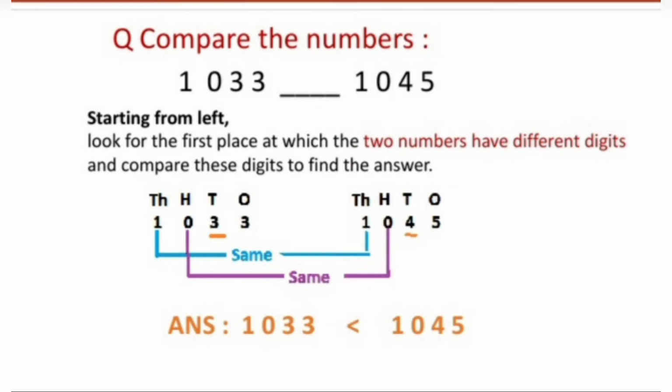Let's see the next place, that is tens digit. Now we are going to compare, and here you can see the numbers as 3 and 4. So here they differ. So now we can have our answer, that is 3 is smaller than 4. So now the answer is 1033 is smaller than 1045.